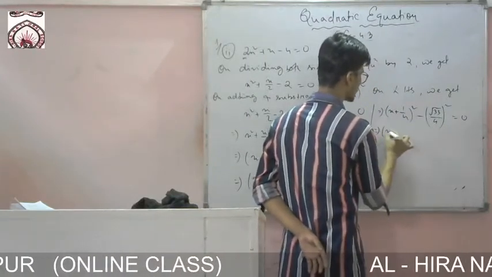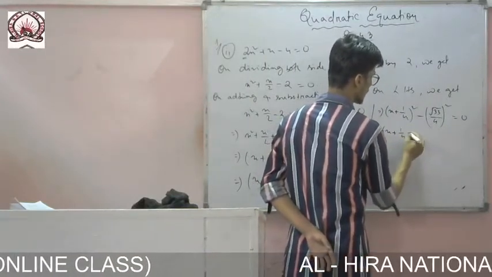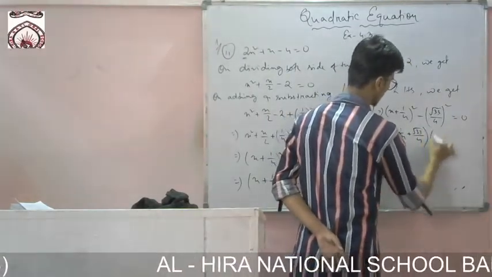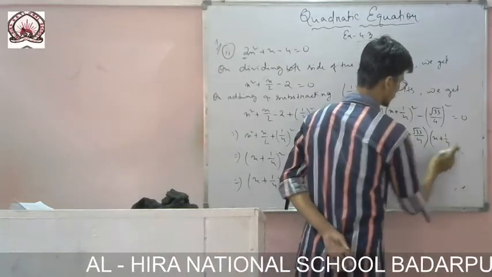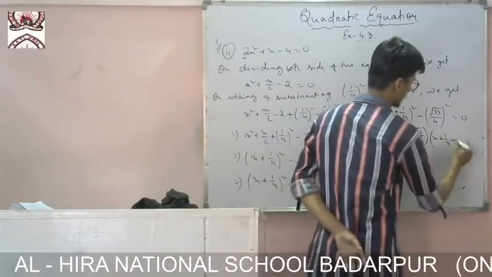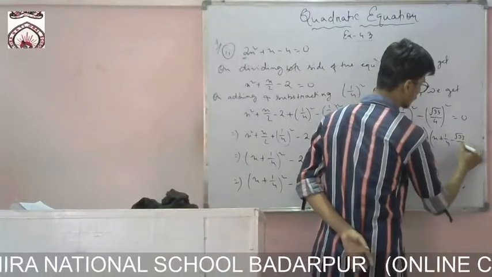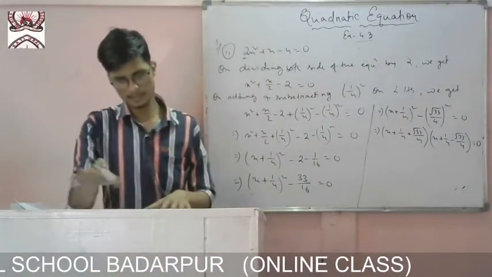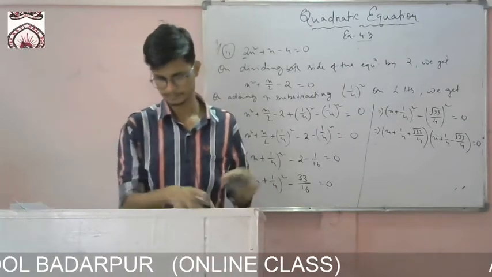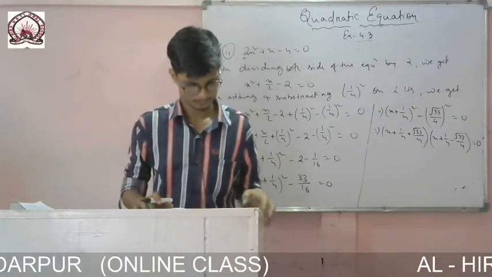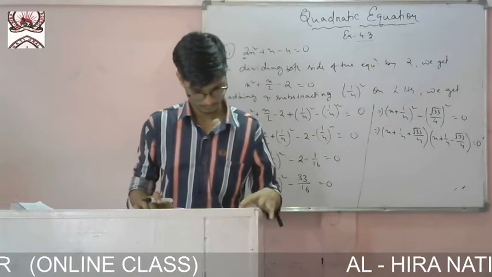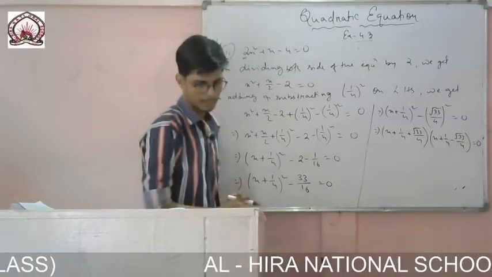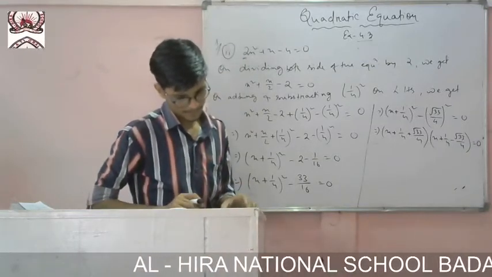So the formula is a plus b, that is root 33 by 4, a plus b, and next one it is a minus b. So x plus 1 by 4 is a, and minus b, that is root 33 by 4, is equal to 0. A plus b and a minus b.